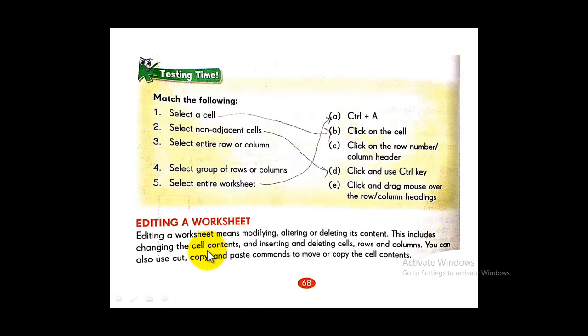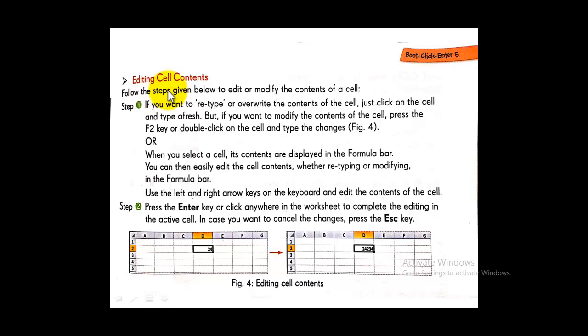Now let's see the first one here, editing the cell contents. Follow these steps given below to edit or modify the contents of the cell. If you want to retype or overtype the contents of the cell, just click on the cell and type afresh.